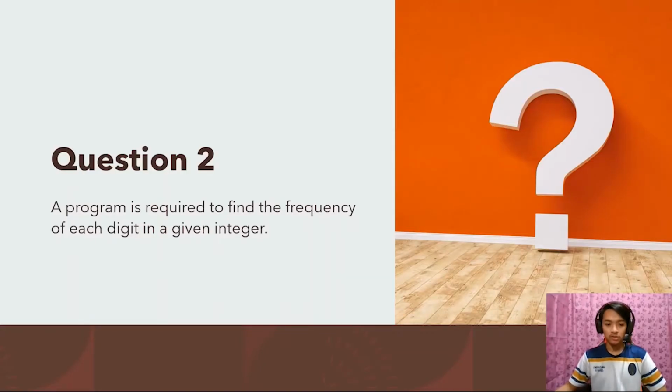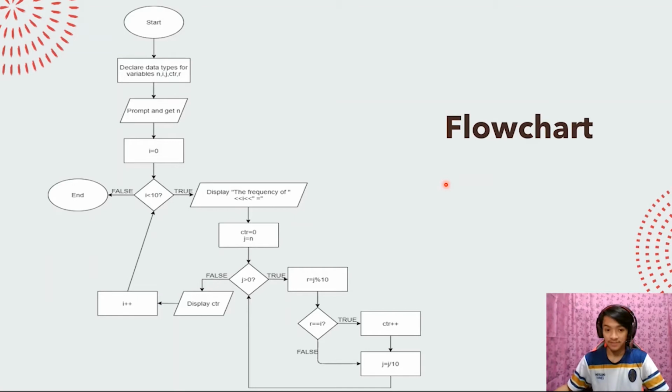Next, moving on to question 2. So question 2 asks the student to create a program which is required to find the frequency of each digit in a given integer. First, let's start with the flowchart of the program.